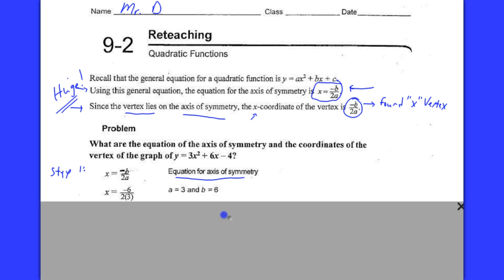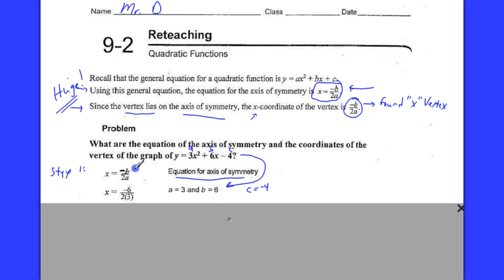Understanding that from this equation here, all right, a is 3, b is 6, and I wish they would have written c is negative 4. You need to write that down when you start these problems. Just identify what is a, b, and c. Ax squared plus bx plus c. That's where those numbers came from.